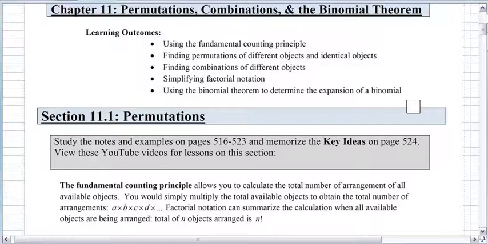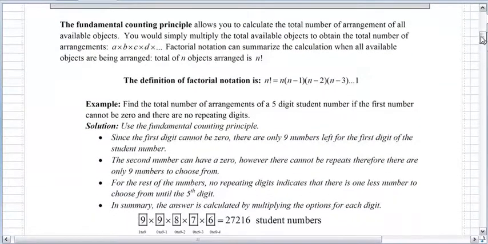Okay, so today we're going to be talking about permutations, section 11.1 of the Pre-Calculus 12 course and textbook. And if you would like to follow the notes that you've been provided, we can follow through those. Okay, so we're starting with the fundamental counting principle.